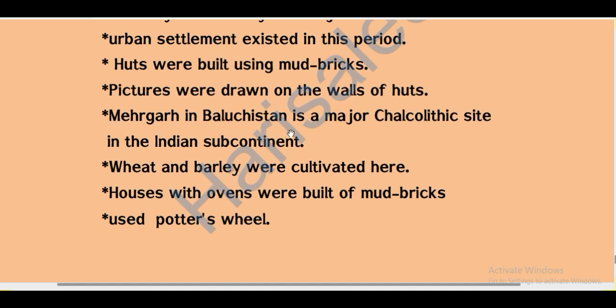Mehrgarh in Balochistan is a major Chalcolithic site in the Indian subcontinent. Wheat and barley were cultivated here. Houses with ovens were built of mud bricks. Used potter's wheel.